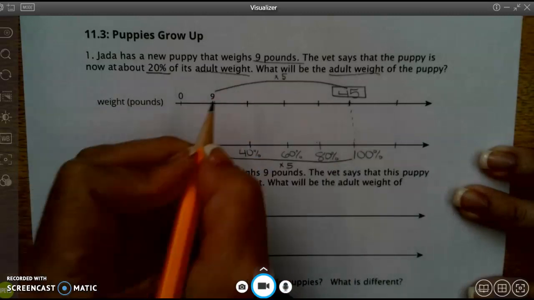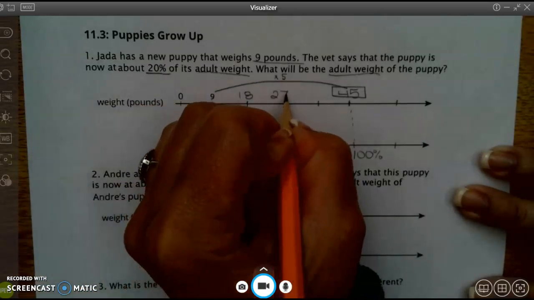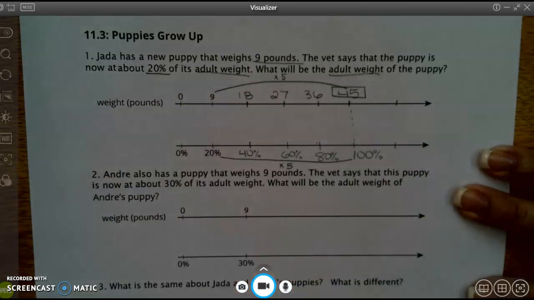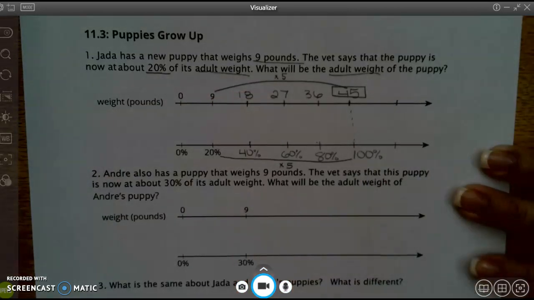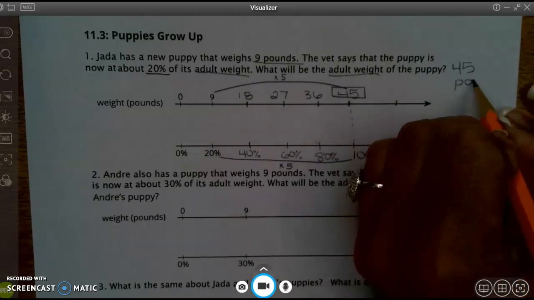And just to make sure that I'm right, it would be 9, 18, 27, 36, 45. So yes, it works out. So the adult weight of the puppy would be 45 pounds.